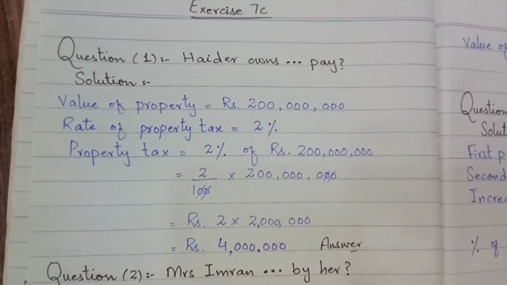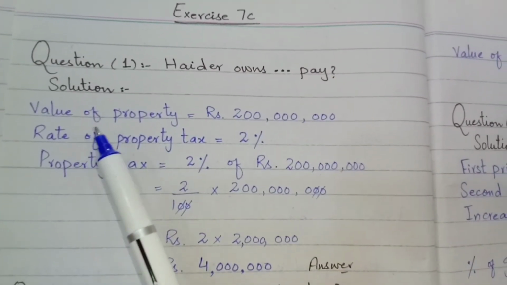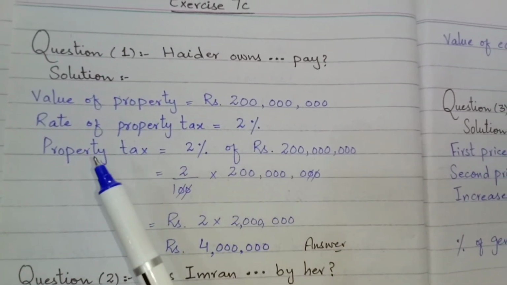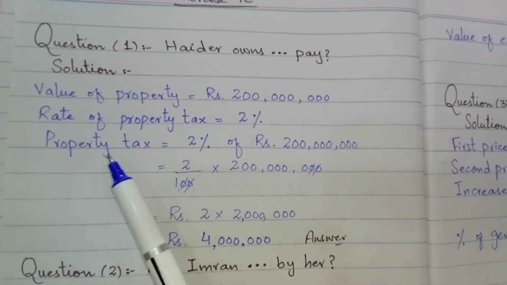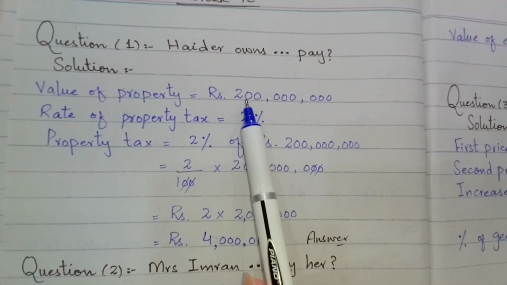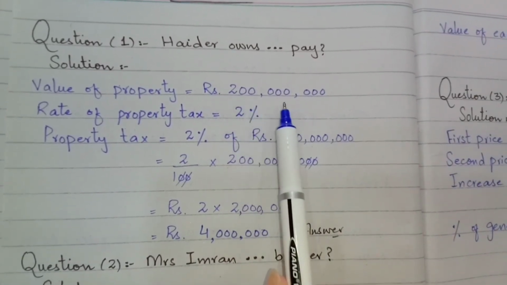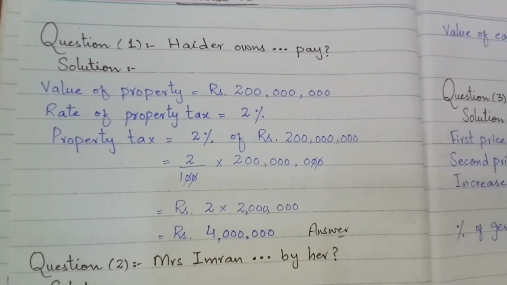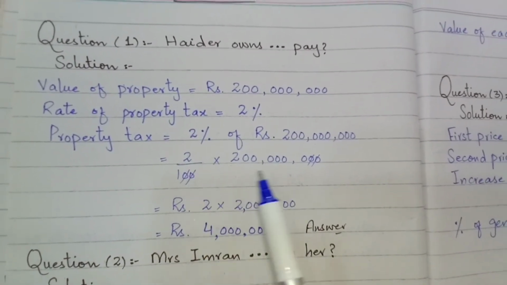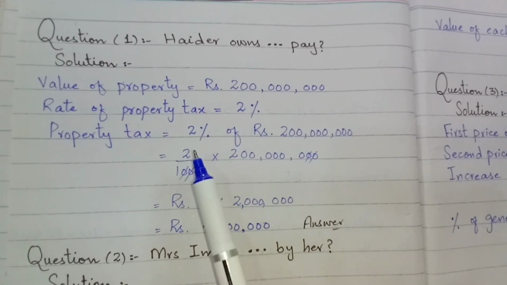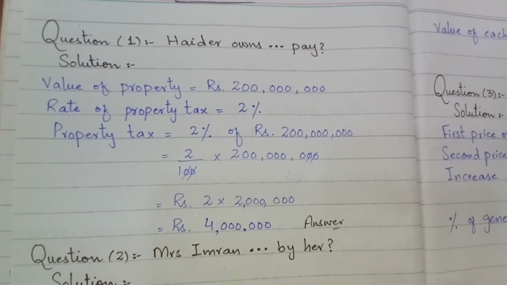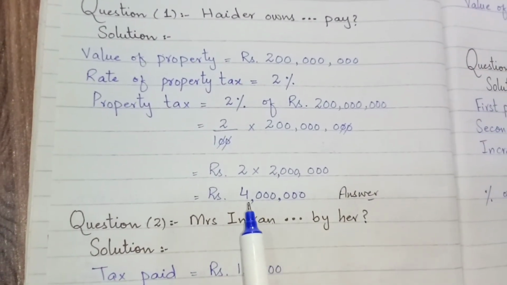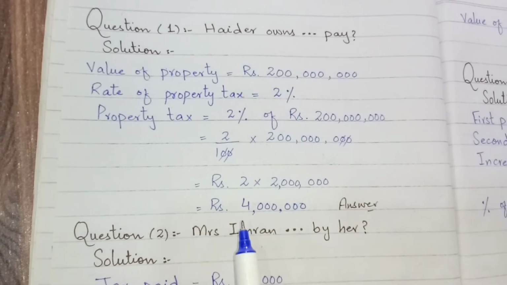So students, its solution is: first of all we write the given things, that is, value of property is rupees 200 million, rate of property tax is 2%, and we have to find the property tax in rupees. So property tax is 2% of 200 million. 2% means 2 over 100, and of means multiplication, times 200 million. 2 zeros will be cancelled out with these 2 zeros and we get 2 multiplied by 2 million. After the multiplication we get rupees 4 million. So Heather should pay 4 million rupees.